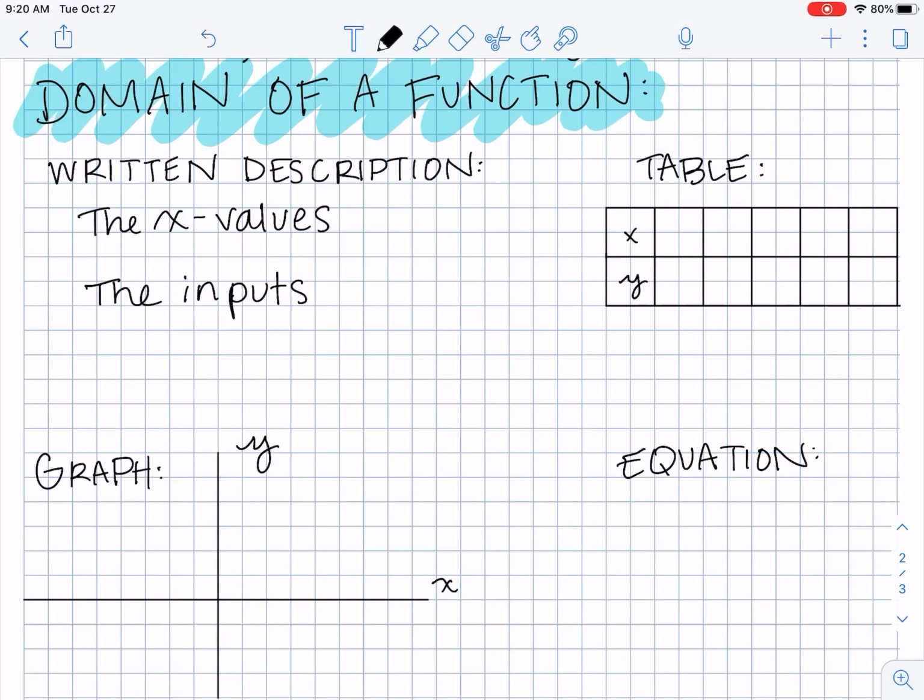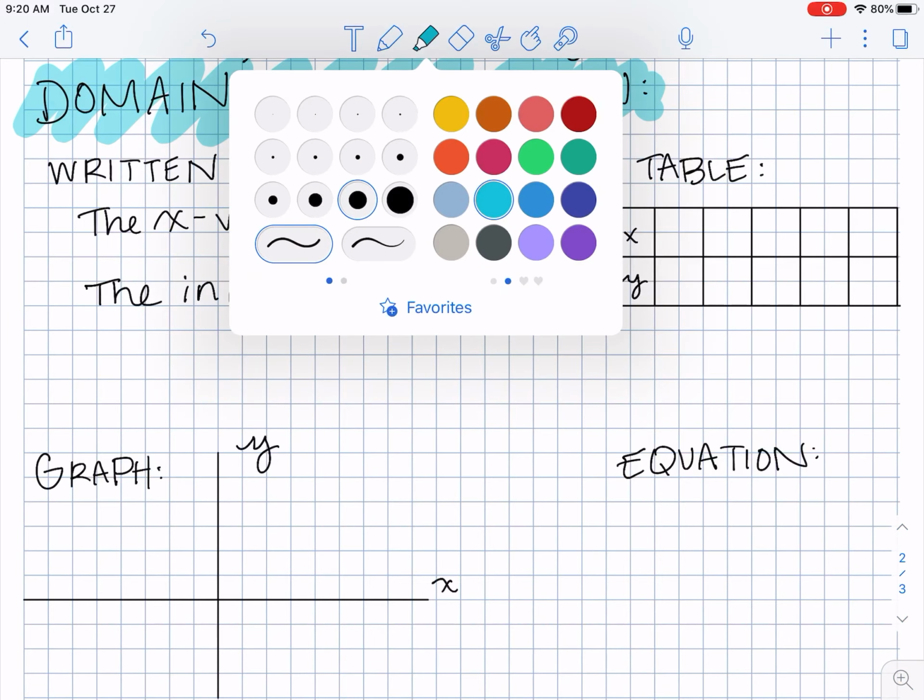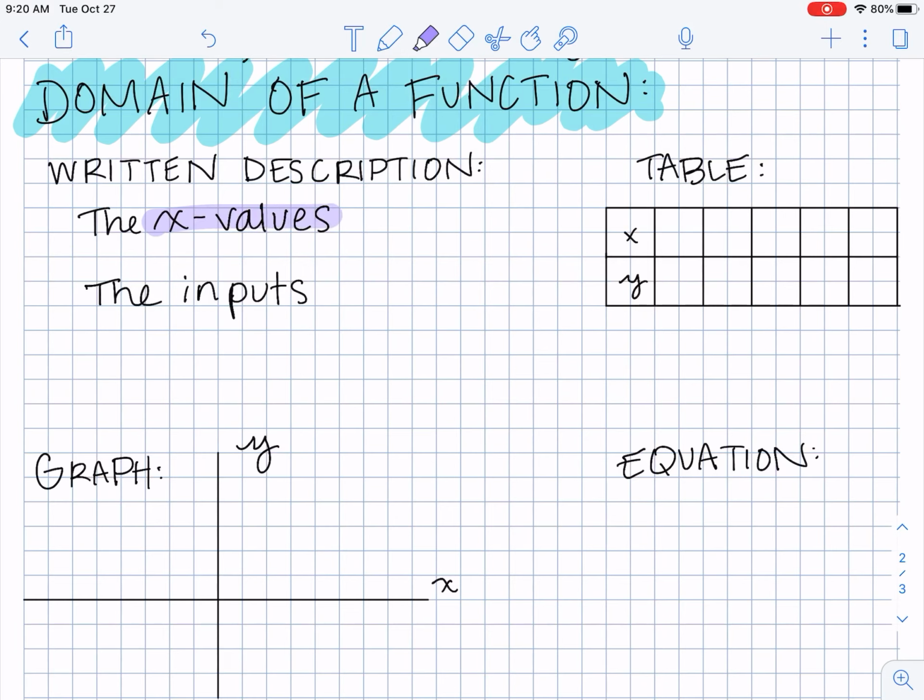We're going to talk a little bit more about the domain of a function. During this unit, we're going to be looking a lot at domain and range. First, we're going to just talk about domain. Remember, the domain represents the x values of the function, or we could think of those as the inputs.